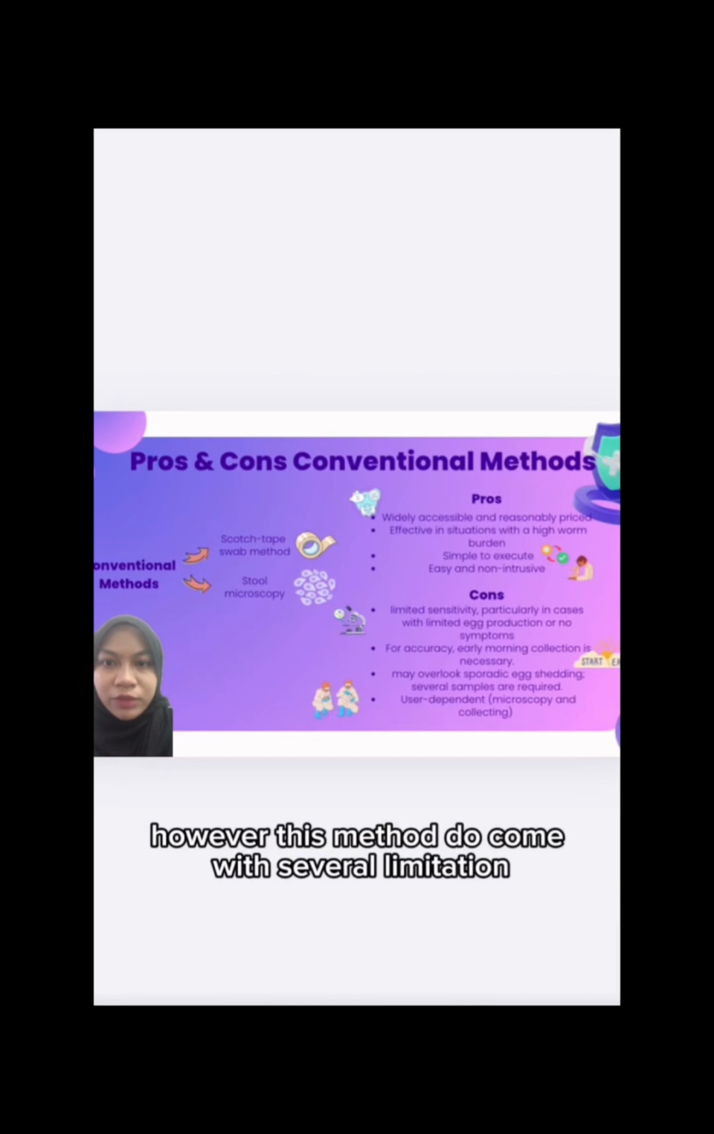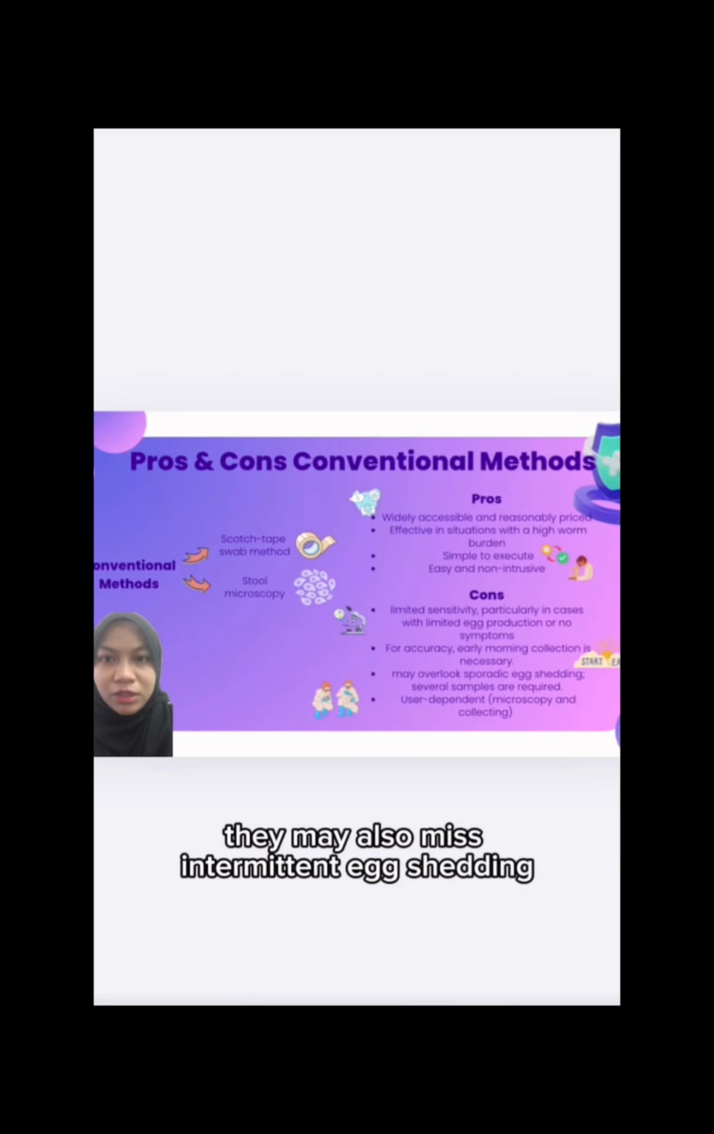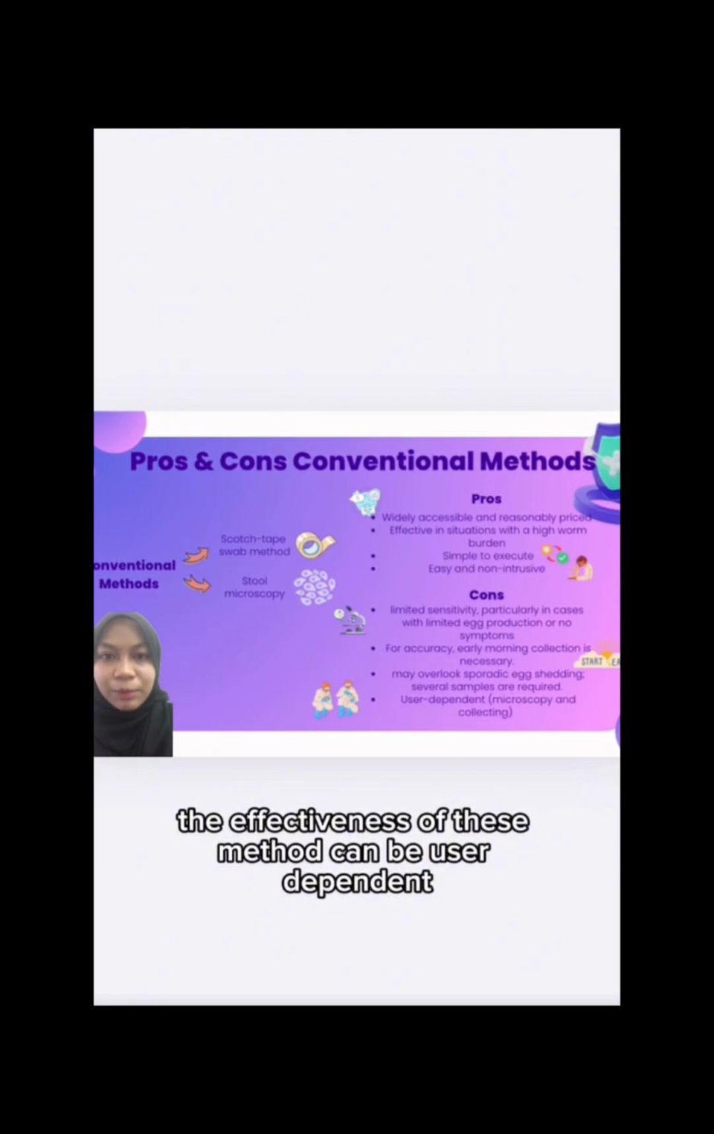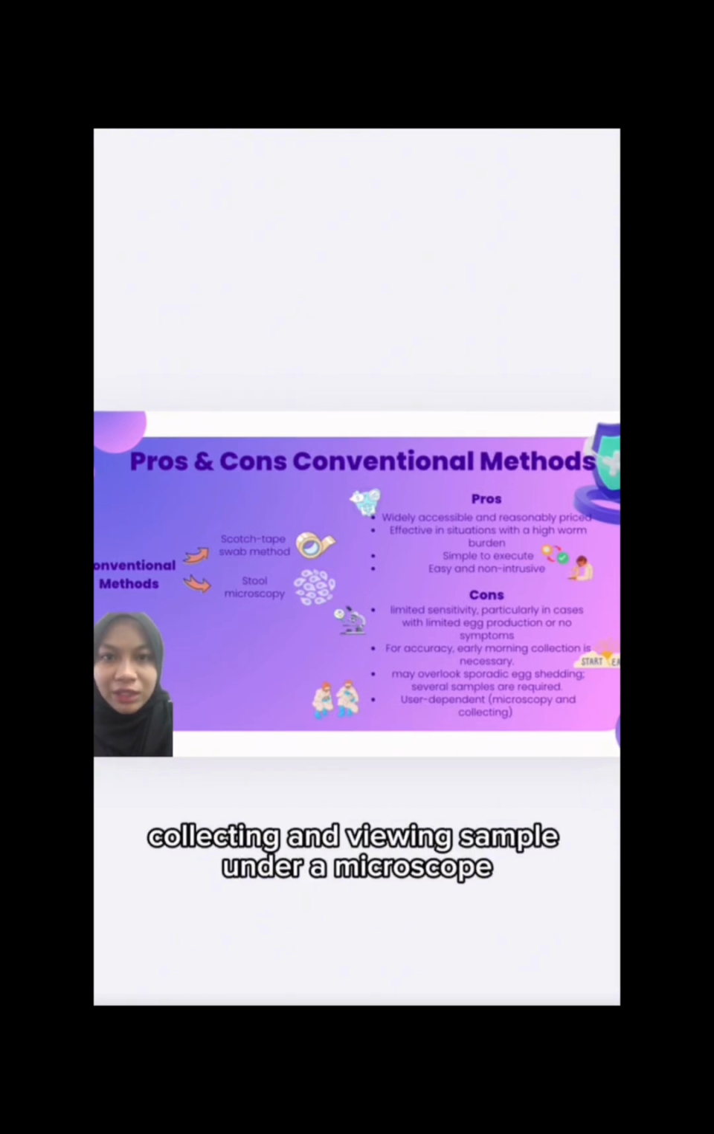However, these methods come with several limitations. First, they have limited sensitivity, especially in cases where egg production is low or symptoms are absent. To improve accuracy, samples must be collected early in the morning before bathing or using the toilet, which can be inconvenient. They may also miss intermittent egg shedding, so repeated samples across different days are often needed. Lastly, the effectiveness of this method can be user dependent, requiring proper technique in both collecting and viewing the sample under a microscope.